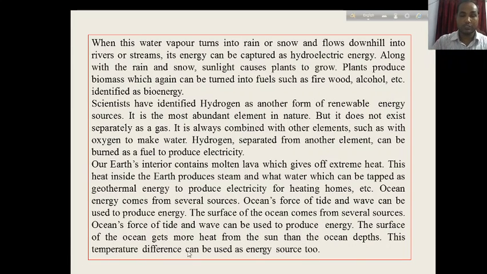The surface of the ocean gets more heat from the sun than the depths. The temperature of the ocean surface and its depth is different, and this temperature difference can be used as an energy source too.